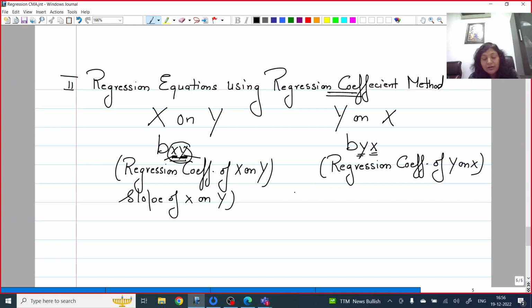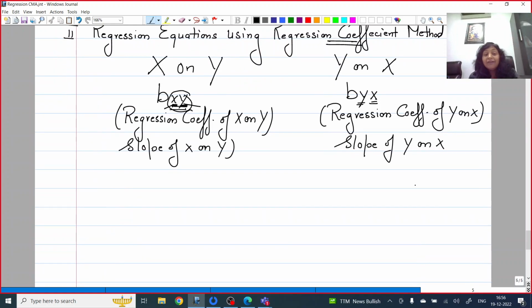So make sure don't get confused between bxy and byx. Bxy is regression coefficient of x on y and byx is regression coefficient of y on x. This is also called slope of y on x. So we have to compute the value of regression coefficient. So I'll tell you the various methods of computing regression coefficients. First we'll find out how we can formulate the equation using regression coefficient method.